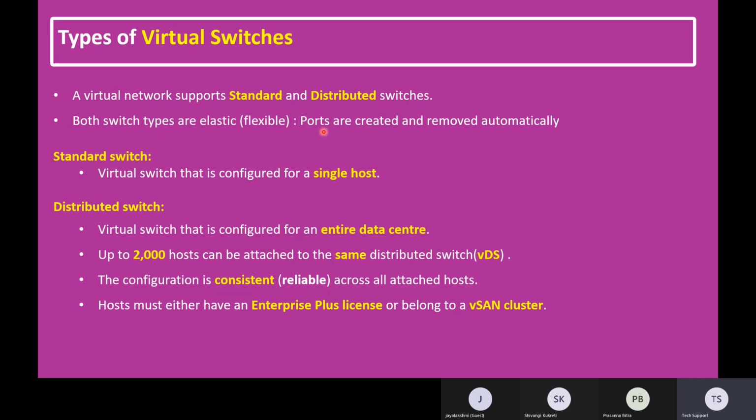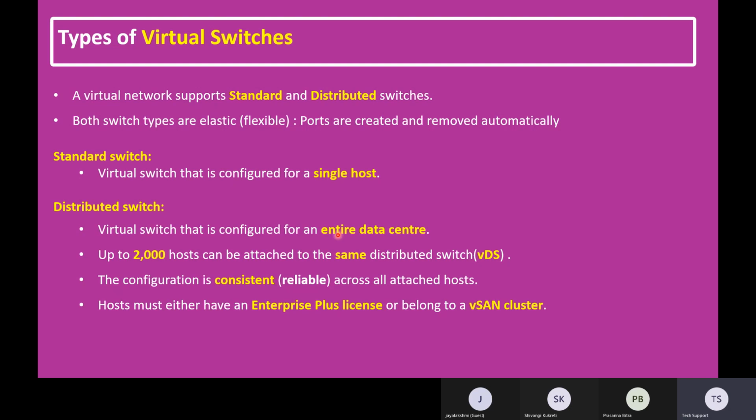If you open the VMware configuration guide, you will find how many ports a virtual switch supports and how many ports a distributed switch supports at maximum. For today's session, the distributed switch supports a maximum of 60,000 ports. So 60,000 ports, the entire vCenter can utilize. And the standard switch means a virtual switch that is configured for a single host. But the distributed switch is a virtual switch that is configured for an entire data center.